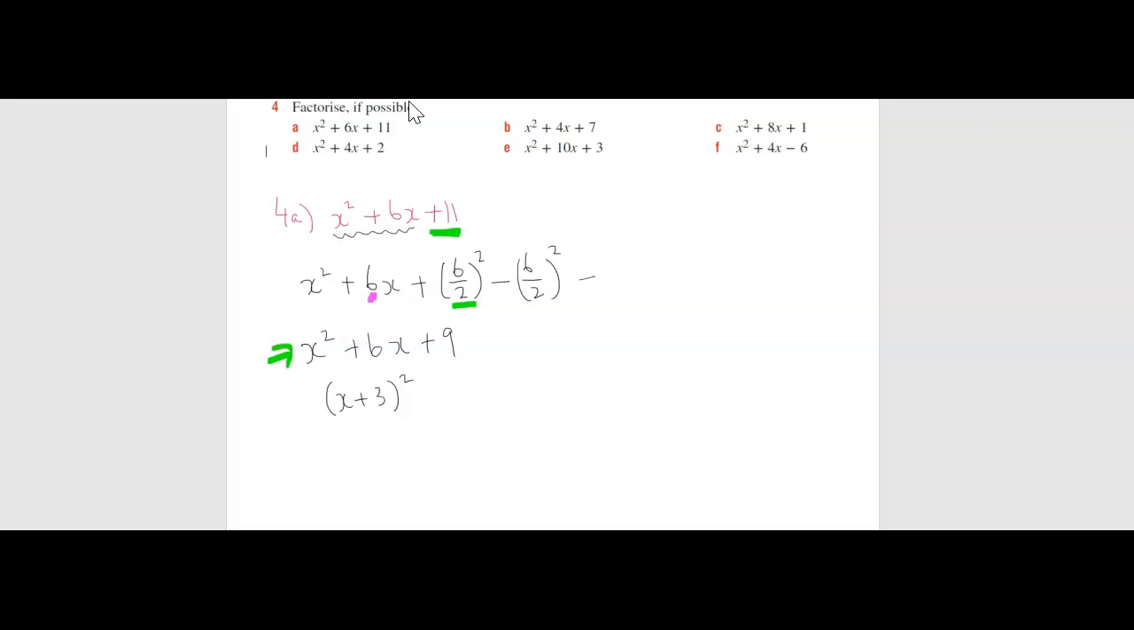And then don't forget, we've got that plus 11 on the end. So now I haven't actually changed my quadratic, because when you think about this part here, it's equal to 0. I've added 9 and then I've subtracted 9. But the reason why I've added 9 is so I could get that square. But then I've still got to put this part on the end. So then I've got minus 6 over 2 squared, which is 9, plus 11. So I'm just going to tidy that up. x plus 3 squared minus 9 plus 11 is plus 2. So that's what it means by completing the square.